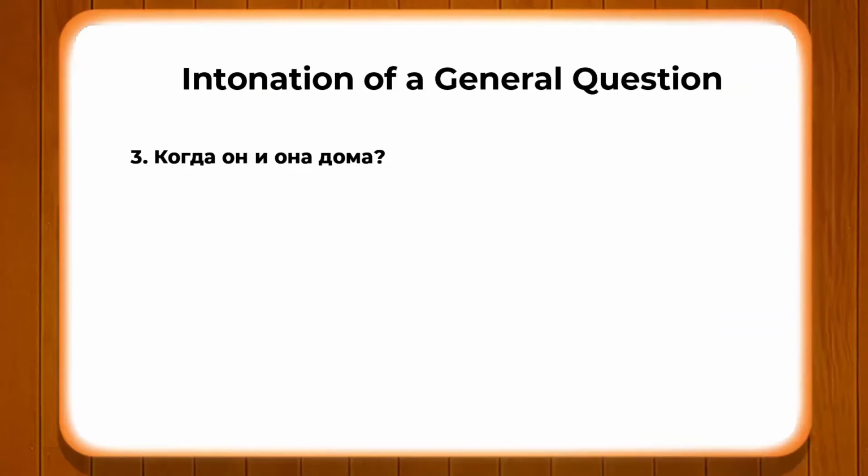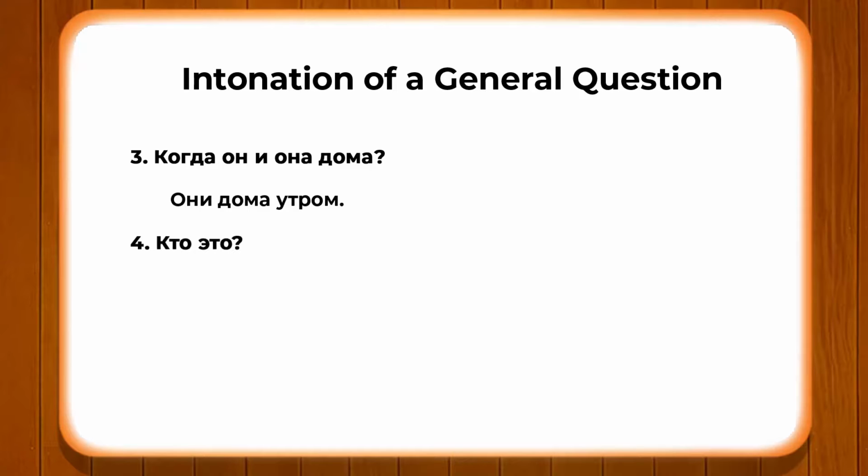Just to remind you once again so that you don't forget it, let's do a few more exercises. Kogda on i ona doma: when are he and she at home? For example, we can use mama, we can use papa, we can use any other word which fits accurately in the sentence formation. Here we have kogda on i ona doma: when are he and she at home? Ani doma utram. Utram means in the morning. So in place of he and she, we are using they. They are at home in the morning.